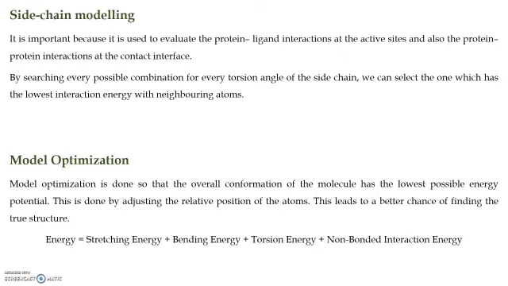And once after this side chain modeling, next we will do model optimization. Model optimization is done so that the overall conformation of the molecule has the lowest possible energy potential. This is done by adjusting the relative position of the atoms, and this leads to a better chance of finding the true structure. And the energy is calculated by combining all the following energies, such as stretching energy, bending energy, torsion energy, and non-bonded interaction energy.